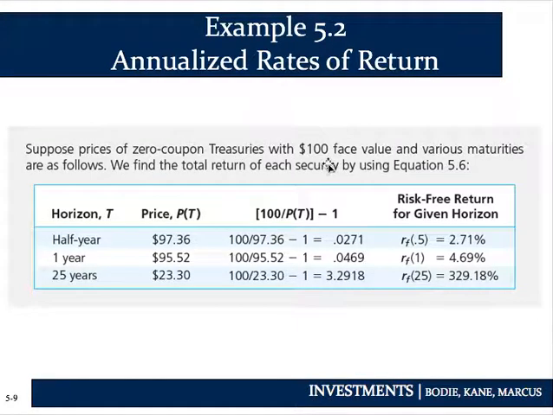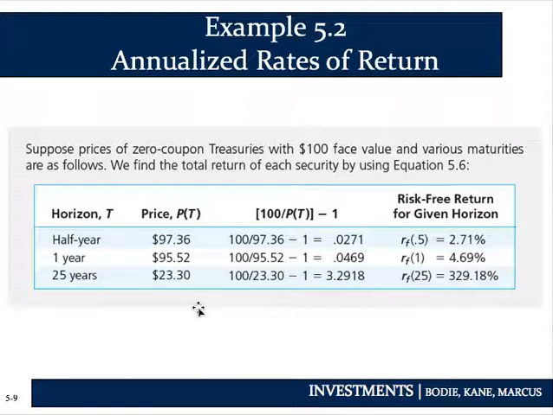Suppose zero coupon treasuries with a face value of $100 and various maturities are as follows. We find their total return as this chart shows. The horizon is time T, so we have a half a year, 1 year, and 25 years. We have the price that is quoted for $97.36, $95.52, and $23.30. Now remember, these are zero coupon bonds.